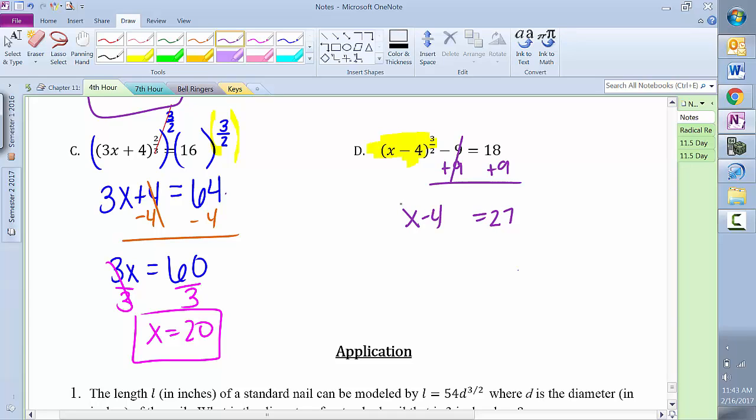And then you have to do 3 over 2. It is 3 over 2, but you have to change it to 2 over 3. Good. So in order to get rid of this 3 over 2, I have to do the 2/3 power. I have to switch the fraction. That makes it go away. So I get x minus 4 equals what?